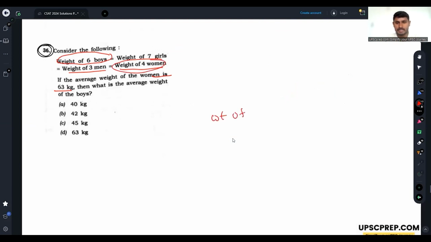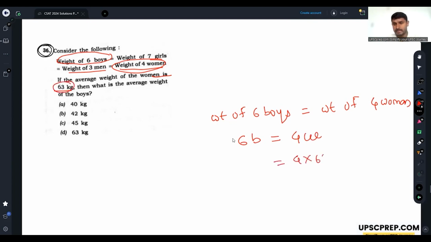So the weight of 6 boys will be equal to the weight of 4 women. So this is the relation. I will directly write 6b is equal to 4w. The average weight of each woman is 63, so I will directly write down 4 into 63. And we have to find out the average weight of boys.